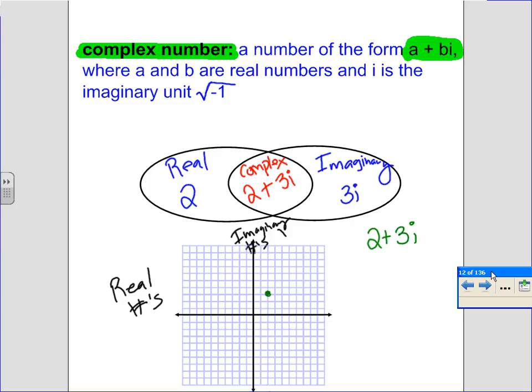This is the real axis. This is the imaginary axis. So if we had something like 2 plus 3i, this is where it would be. This is the real axis. This is the imaginary axis. Luke.